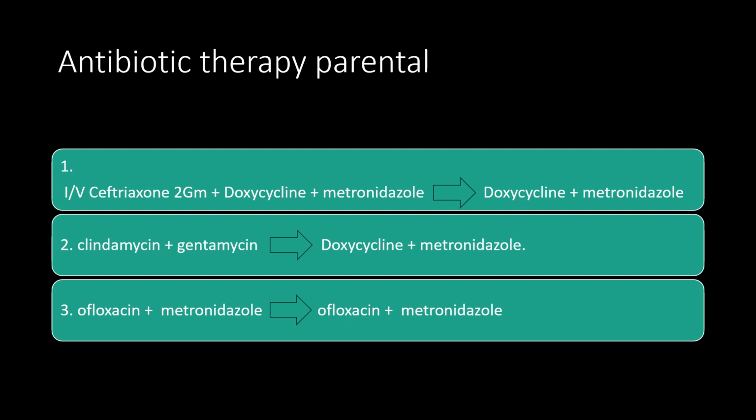The second regime includes intravenous clindamycin and gentamicin. Gentamicin is given initially as a loading dose and then followed by a maintenance dose. Initially both are given in injectable form, and once the patient is stable, followed by doxycycline and metronidazole as I have previously described. The combination should be up to 14 days, right? Then third is ofloxacin and metronidazole in injectable form, followed by oral ofloxacin and metronidazole when the patient becomes symptom free. So these are the parenteral options; either of them can be chosen as parenteral antibiotic therapy, right?